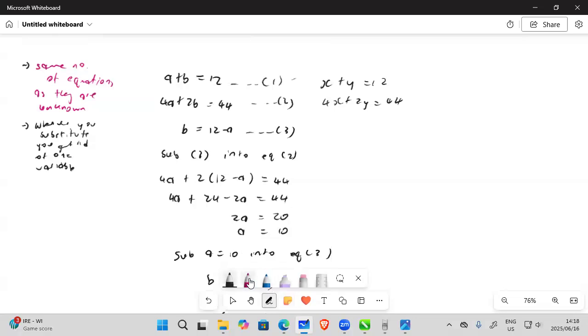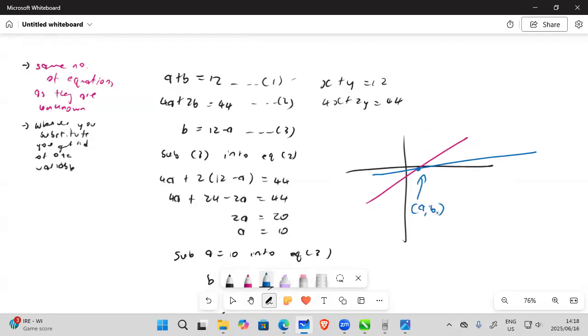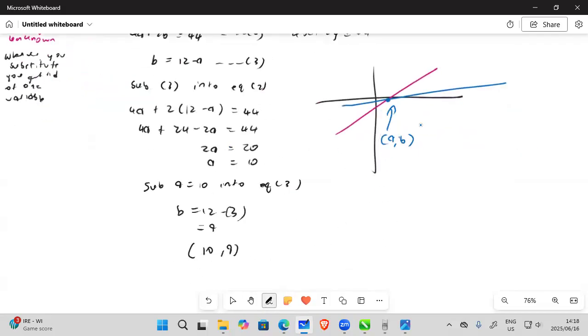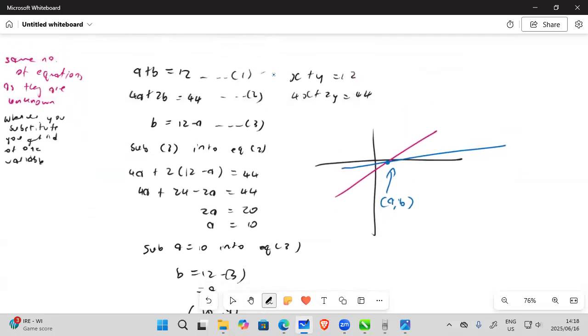And if I sketch these two functions, I'm just going to sketch it randomly here, something like that and something like this. Where these two functions meet, that's where you get a coordinate, A and B. So that coordinate there will be 10 and 9, right? Obviously, it's not drawn accurately, but these are two functions.